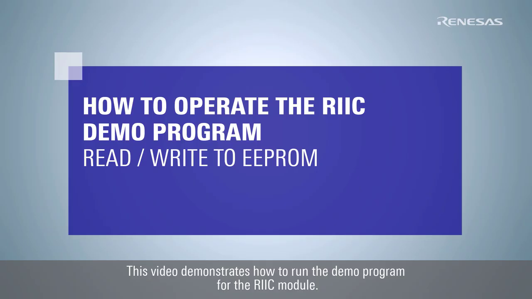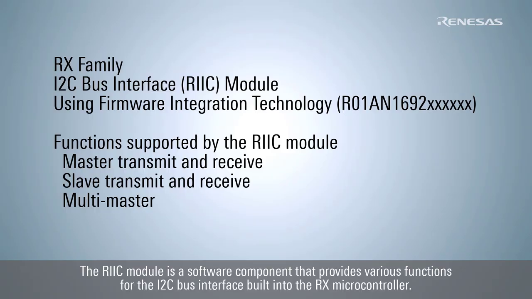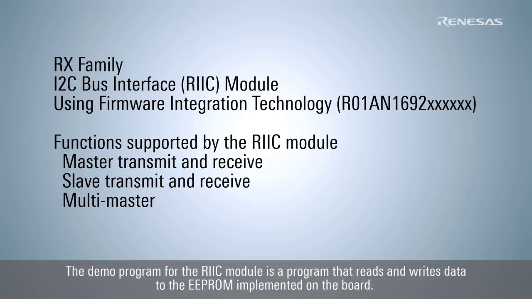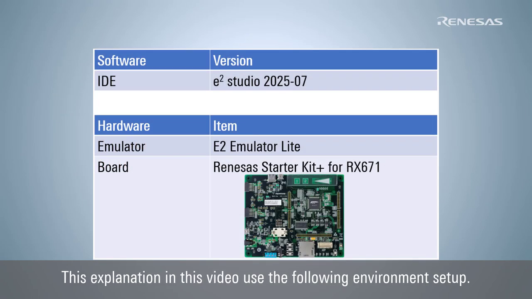This video demonstrates how to run the demo program for the RIIC module. The RIIC module is a software component that provides various functions for the I2C bus interface built into the RX microcontroller. The demo program for the RIIC module is a program that reads and writes data to the EEPROM implemented on the board. The basic operation of the RIIC module can be verified. The explanation in this video uses the following environment setup.